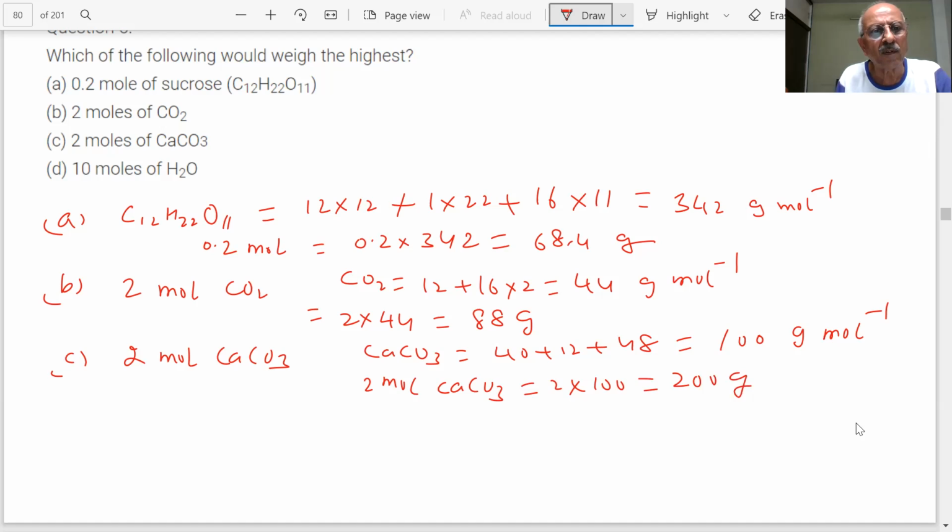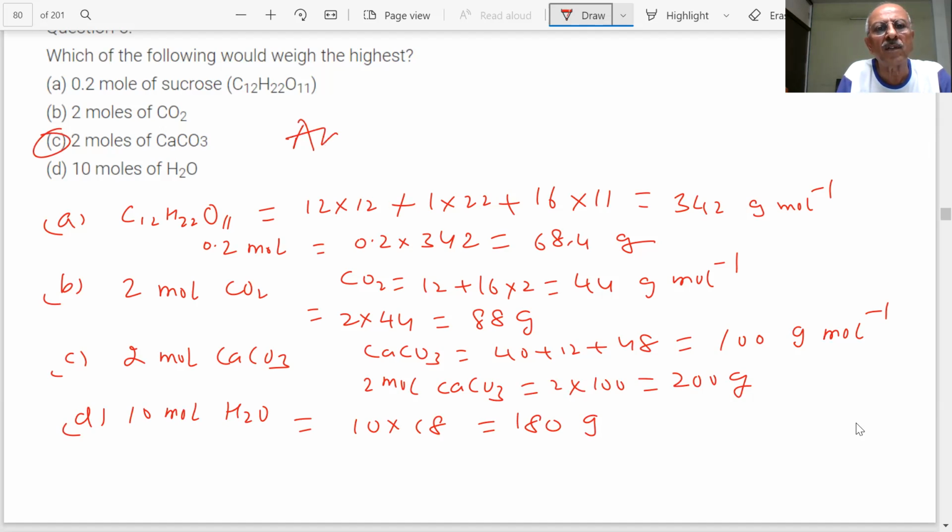What about the D part? 10 mole of H2O. How much that will be? 10 into 18, 180. So what is the correct answer? Option C. C is the correct answer. Answer is C. 2 mole of CaCO3 will be weighing 200 grams. This is our highest value. Okay.